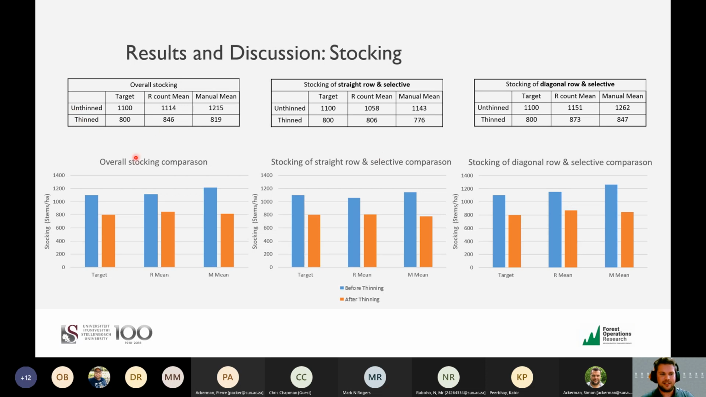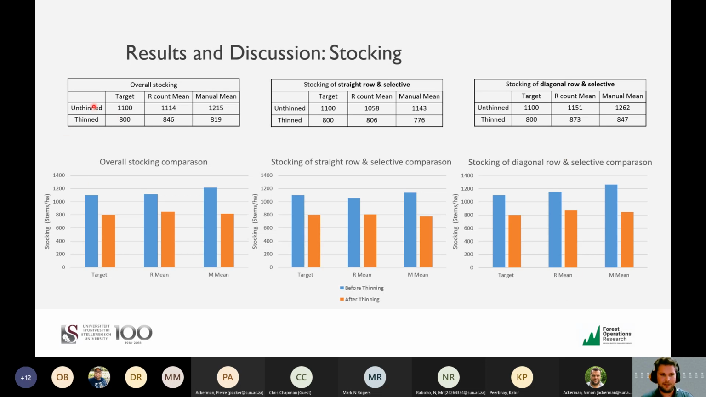Okay, results and discussion. Next, we will be talking about the stocking. The stocking results were calculated for the straight row and selective and combined selective thinning, as well as for the diagonal row and selective thinnings, combined selective thinnings.